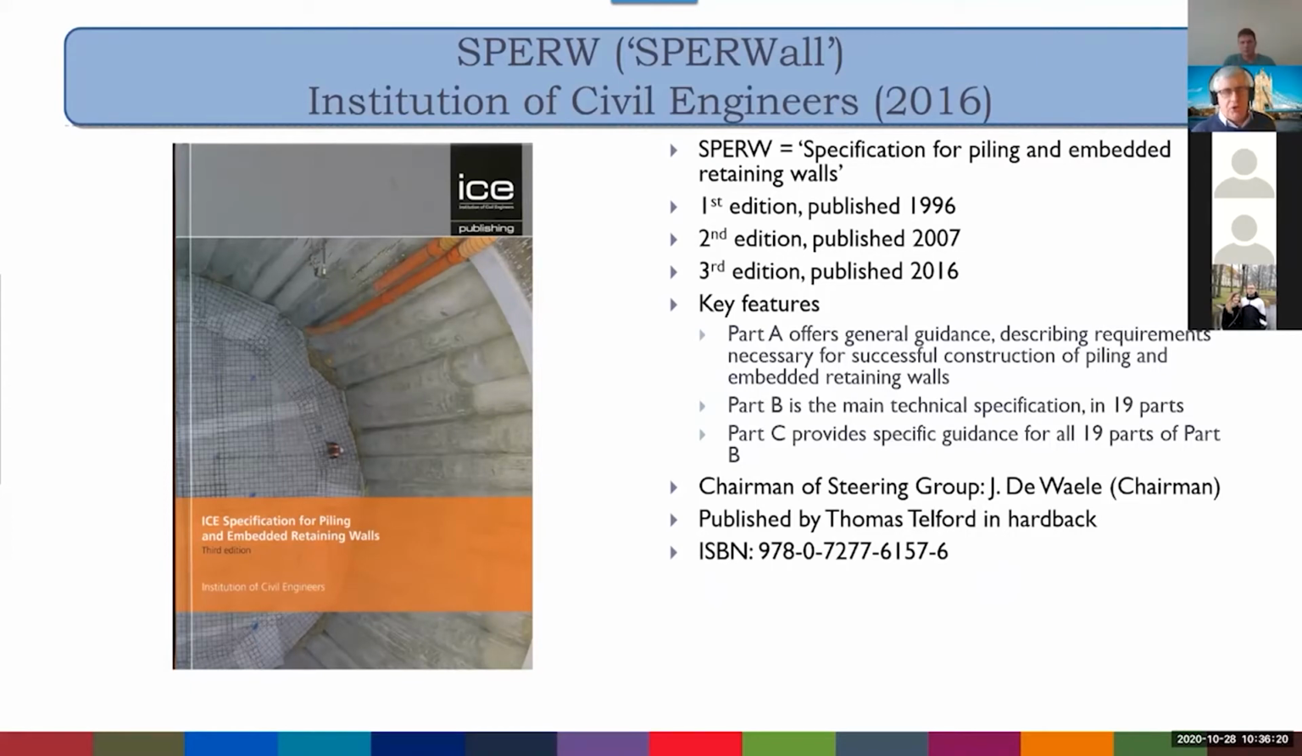I mentioned this SPERW document. This is what the book looks like. It's been around for a long time. It was first published in 1996. It's now in a 2016 edition. It gives you a nice summary of those execution standards, particularly for piling and embedded retaining walls. As far as I'm aware, it is written by people from British industry. That is true, but the recommendations in there should be fairly universal, because they're based on the European execution standards. So I think this is a book that has value outside of the UK. So that's why I recommend it to you.